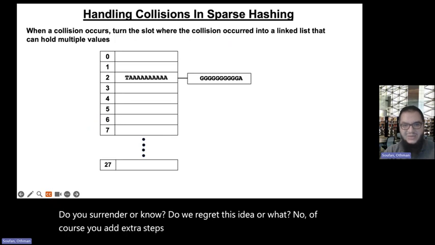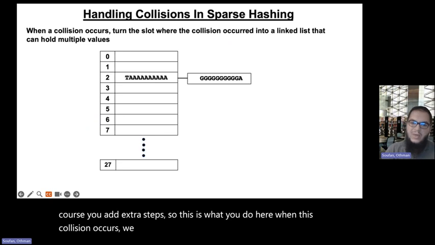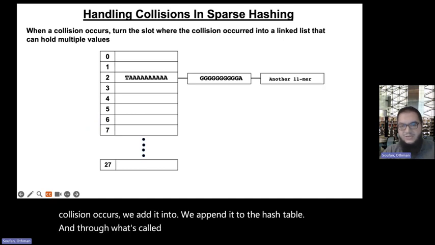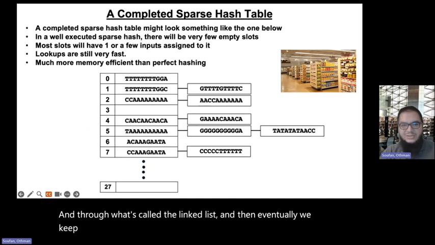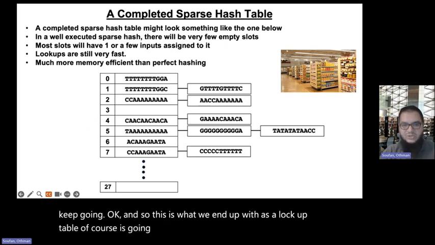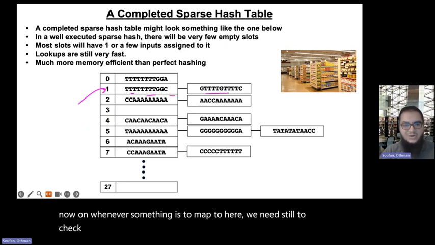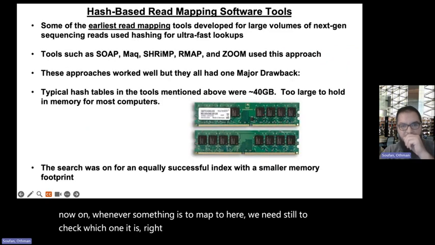So this is what you do here. When a collision occurs, we append to the hash table through what's called a linked list, and then eventually we keep going. And so this is what we end up with as a lookup table. Of course, it's going to increase some steps. From now on, whenever something maps to here, we still need to check which one it is. So we end up with more slots.